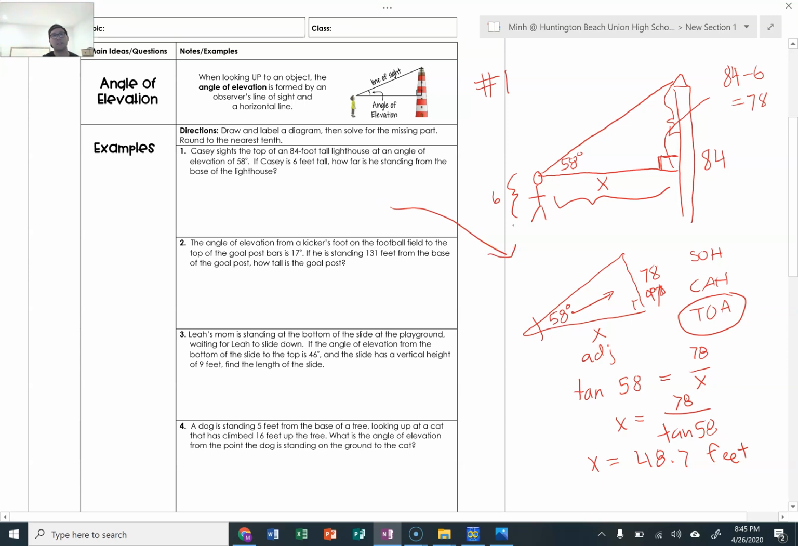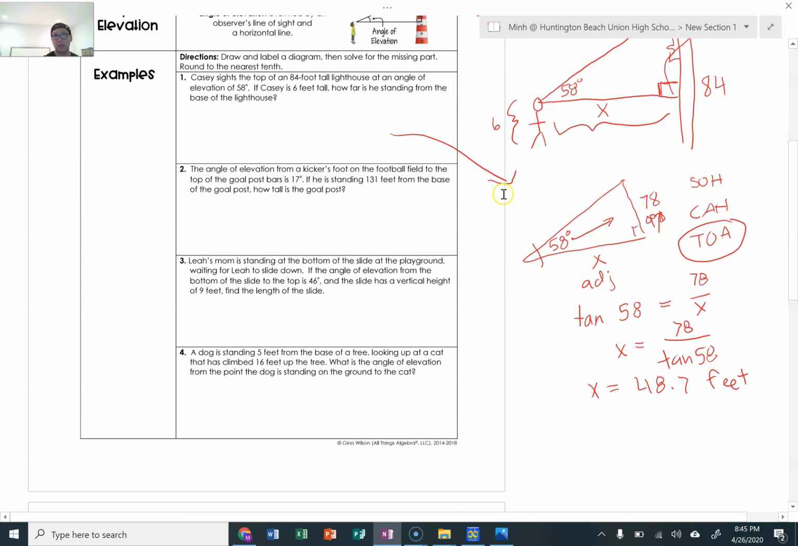You guys know how to do it. It's just trying to translate the actual information onto a visual and then using trig. All right, let's go ahead and do another one. And these become a little bit easier, right? So let's try number 4.